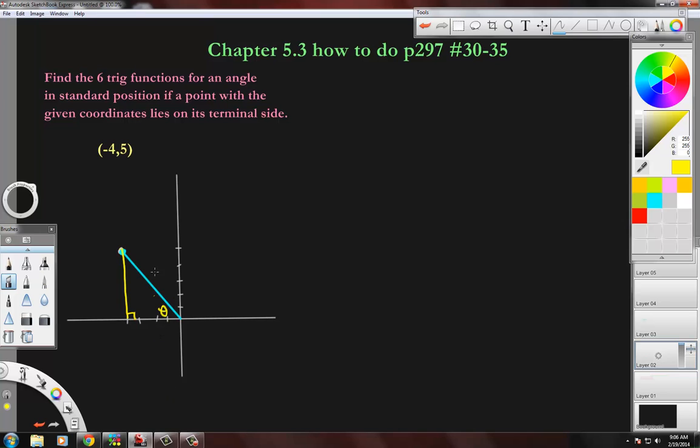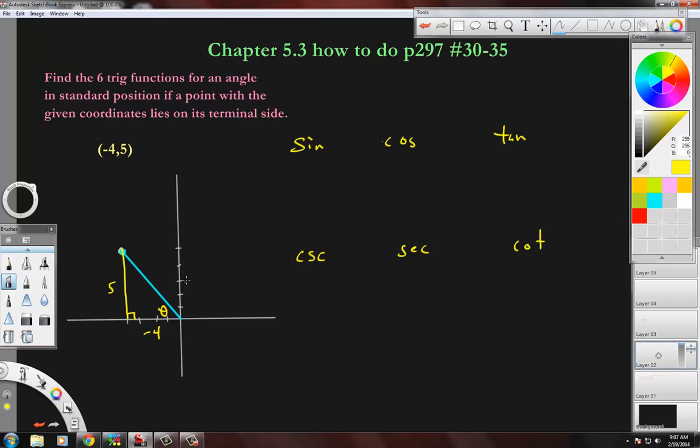But this time, this hypotenuse isn't 1. It's not 1 this time, because how long is this right here? That's going to be 4. We're going to call that -4 because it's -4 units from the origin, and it's up 5, so this is 5. Now, if I list all 6 trig functions out here real fast: sine, cosine, tangent, cosecant, secant, cotangent.